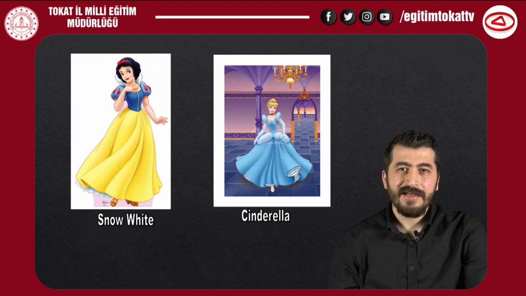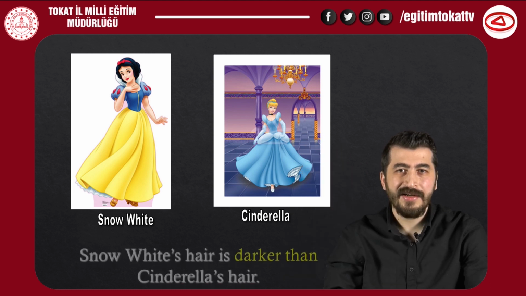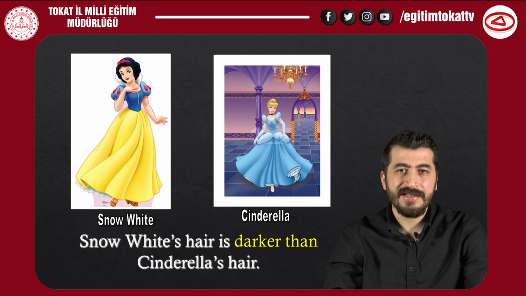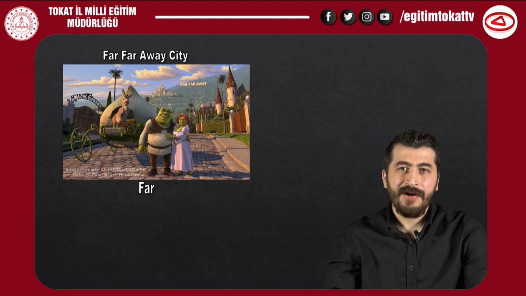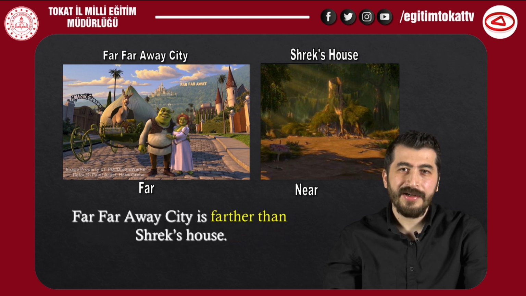Snow White and Cinderella, fairy tales. Do you remember? Let's look at their hair. Let's compare. Snow White's hair is darker than Cinderella's hair. Dark, darker. Far, a far city from Shrek, and Shrek's house is near. So the far away city is farther than Shrek's house. You can use farther or further.